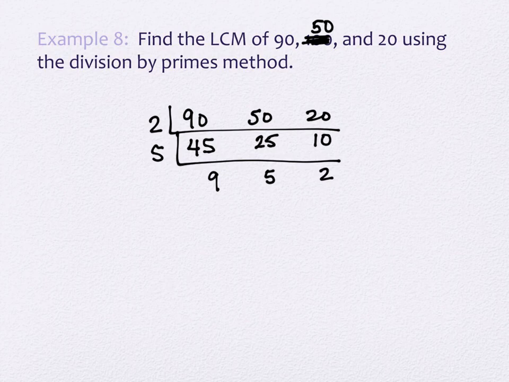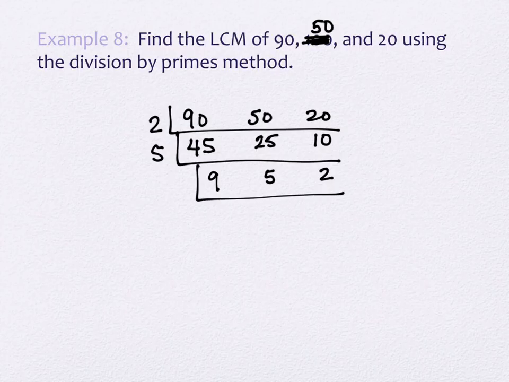Now, this right here, if I stopped, would allow me to find the greatest common divisor. It's 2 times 5. Okay? When I'm finding least common multiple, I keep going, and I look at things they have in common again. So 9 and 5 don't divide by anything in common. 5 and 2 don't divide by anything in common. And 9 and 2 don't divide by anything in common. Everybody with me? If they did, I would go a step further, and it would look like this.